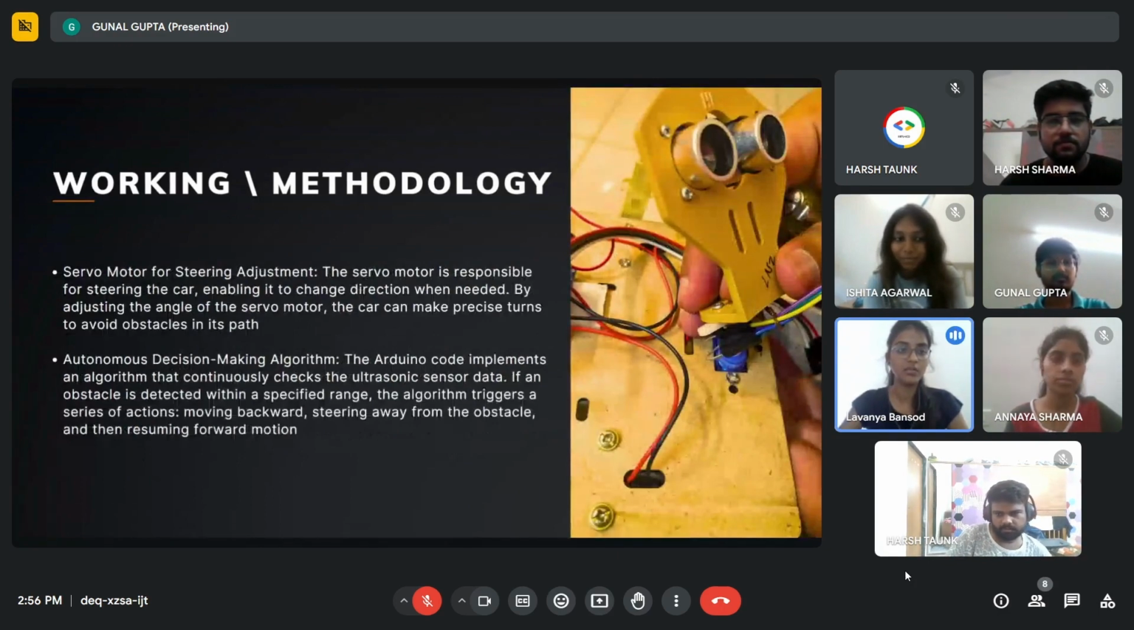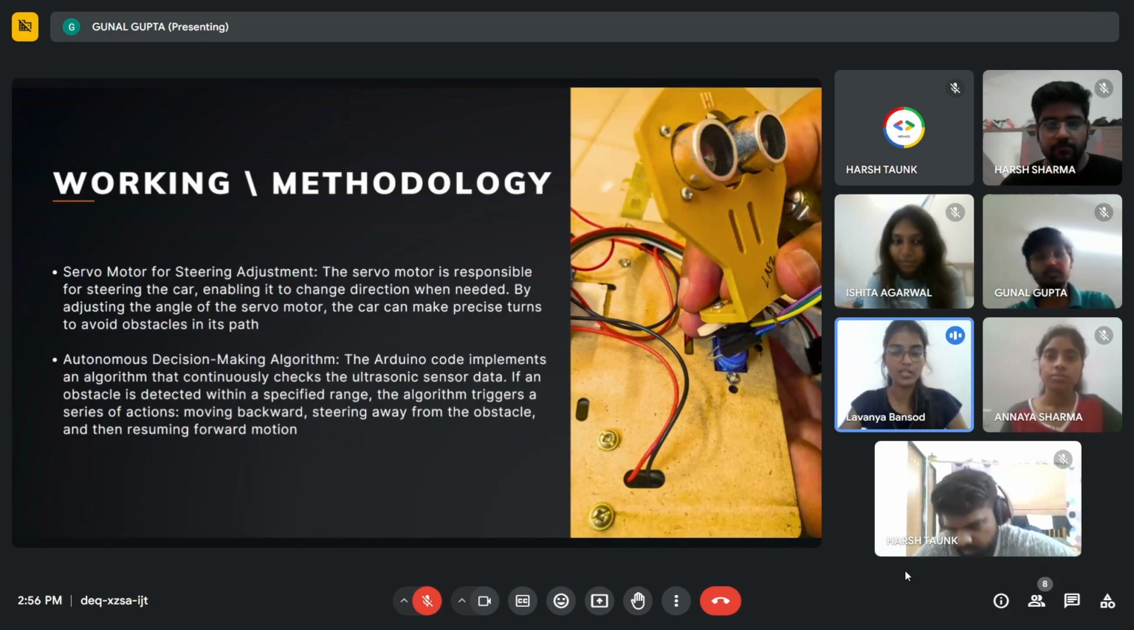Other is servo motor for steering adjustment. The servo motor is responsible for steering the car, enabling it to change direction when needed. By adjusting the angle of servo motor, the car can make precise turns to avoid obstacles in its path. Autonomous decision making algorithm. The Arduino code implements an algorithm that continuously checks the ultrasonic sensor data. If an obstacle is detected within a specified range, the algorithm triggers a series of actions, moving backward, steering away from the obstacle and then resuming forward motion.